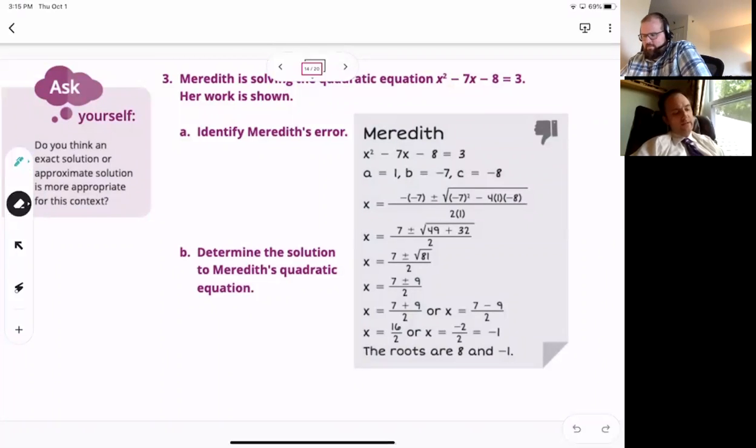So we need to figure out what Meredith's error is. So Meredith has an error because, okay, Meredith has x squared minus 7x minus 8 equals 3. So she said, okay, x is 1.